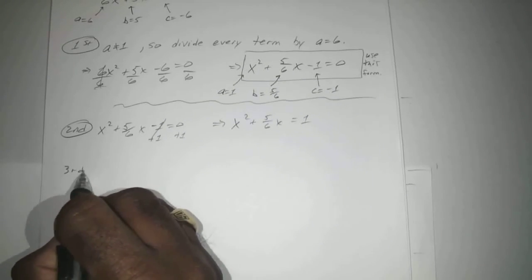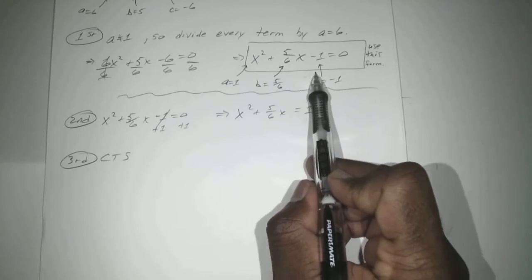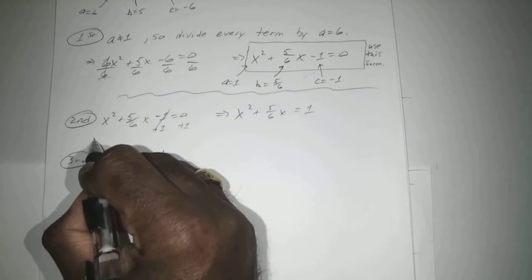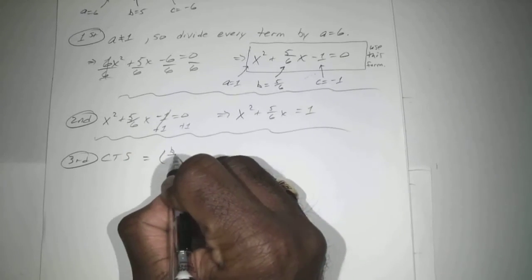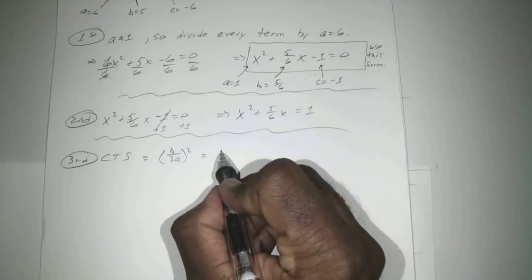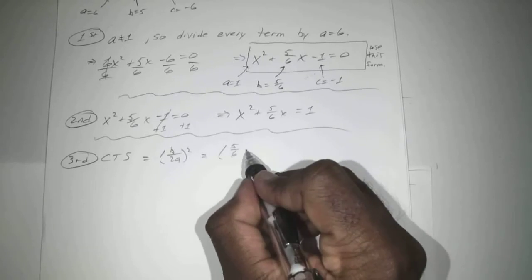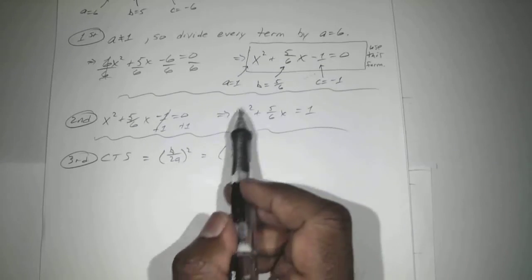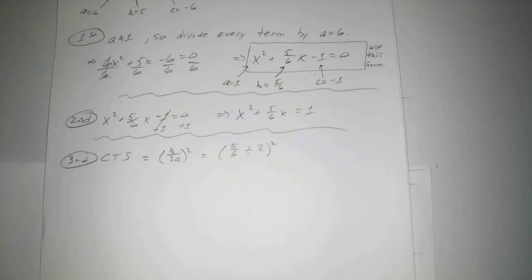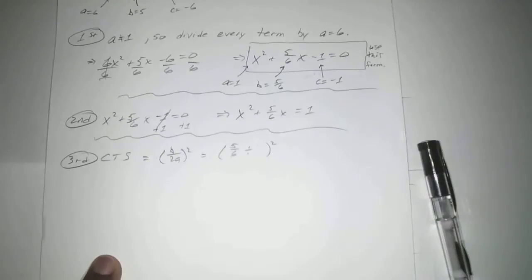And third, complete the square. Remember, we're using this one now, we're not using that one. So you have b divided by 2a, squared. Our b is 5 over 6, divided by 2a, so that's 2 times 1, squared. And instead of 2, remember you can just make that 2 over 1.